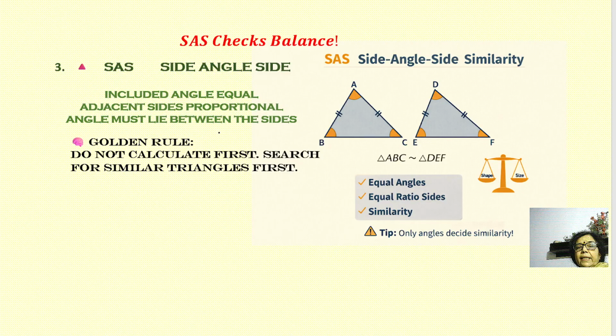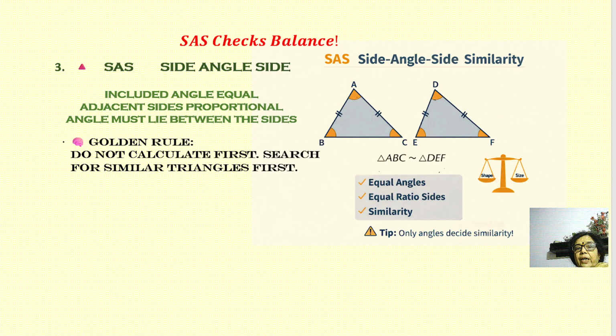The third criteria is SAS. SAS means side angle side. So here two sides are proportional, and as angle A is included over here, it means the angle must be included within the two proportional sides. If it is some other angle, then this criteria cannot be applied. So here AB by DE is equal to AC by DF, and the included angle A is equal to the included angle D. Triangle ABC is similar to triangle DEF. So basically these are the three criteria.